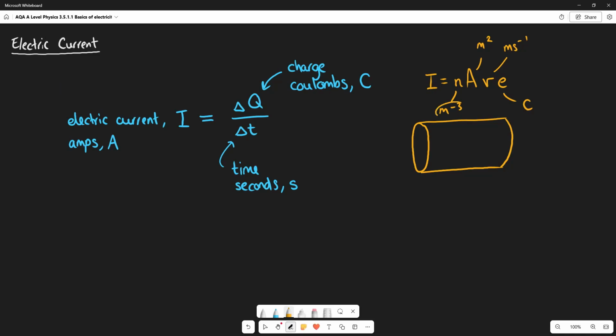If we analyse these units, we can see that meters to the power of -3, +2, and +1 cancel out, leaving us with seconds to the -1 and coulombs. So we could say that these two equations are equivalent. They both equal current. But you'll notice that current is not the same as velocity. Velocity is important in the calculation, but so are many other things as well.